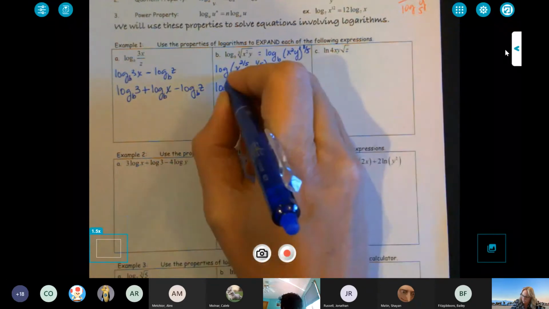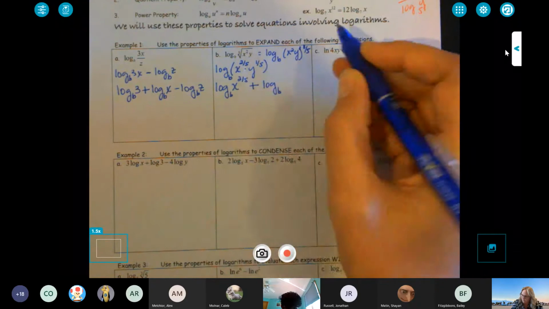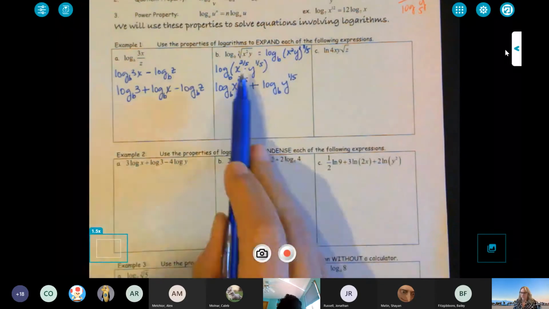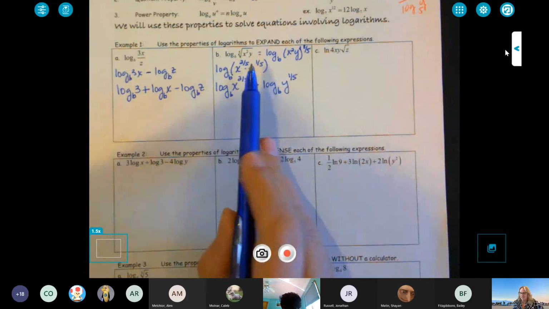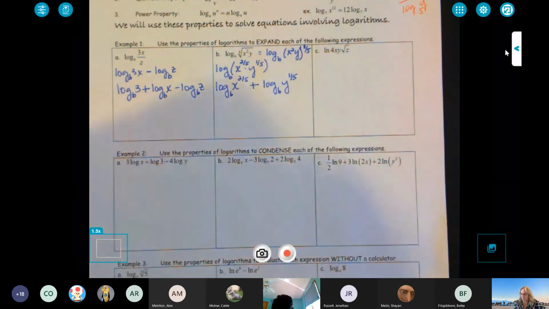Oops, I dropped my base. Don't drop your base. Keep the base the same. So I took the log of a product and I changed it to the sum of two logs using, that's the product property.